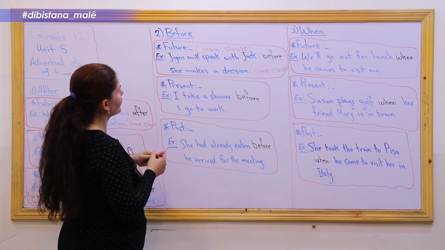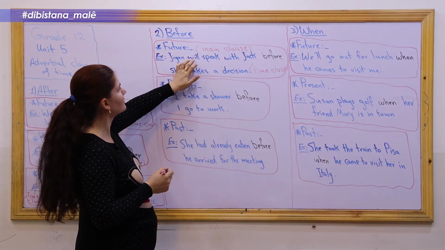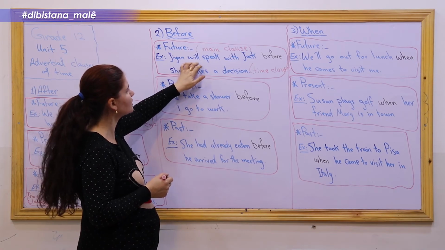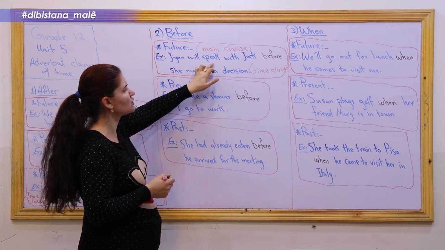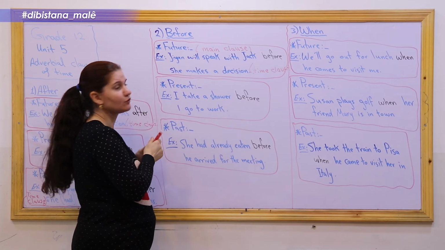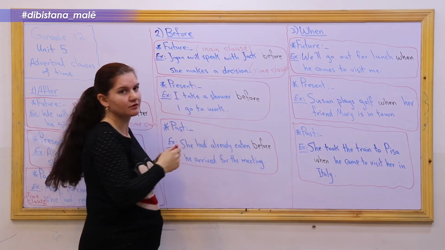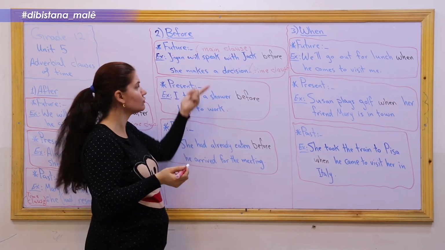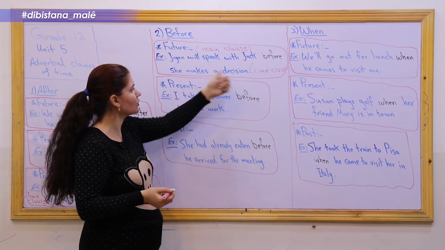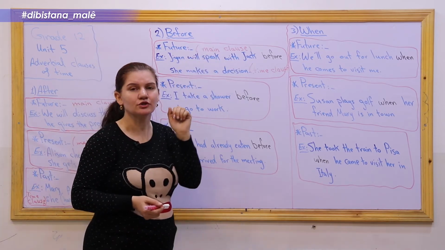So let us see the tenses. The main clause would be in the future tense, will speak, simple future. Then the time clause, she makes, which tense is it? It is simple present. So the time clause should be in the simple present and the main clause should be in the simple future.